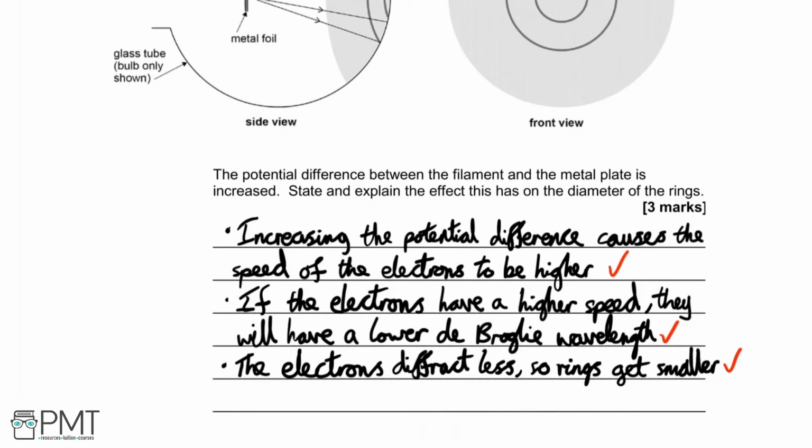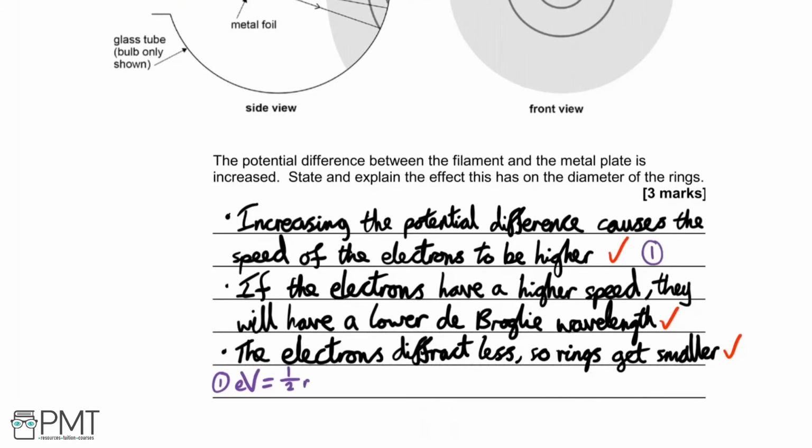Now what I'm going to do here is for each point of these 3 that I've made, I'm going to reference the necessary equation that you can use, just so that you can see where each piece of logic comes from. So for the first point, we're referencing the kinetic energy electrical energy equation. For the second point, we're referencing the de Broglie wavelength equation. Notice how the de Broglie wavelength is inversely proportional to the speed of the electrons.